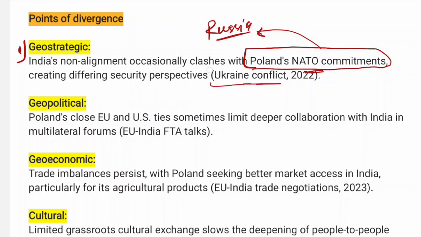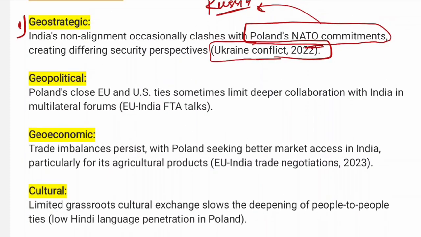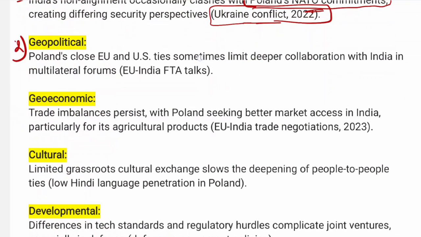For example, the recent conflict in Ukraine highlighted the divergence between the positions of both countries. In one way, Poland has directly supported Ukraine, however, India adopted a balancing approach. Point number 2, geopolitical. From the geopolitical point of view, Poland is very close to the European Union as well as the US. That limits our collaboration with Poland in multilateral forums, especially in the WTO.